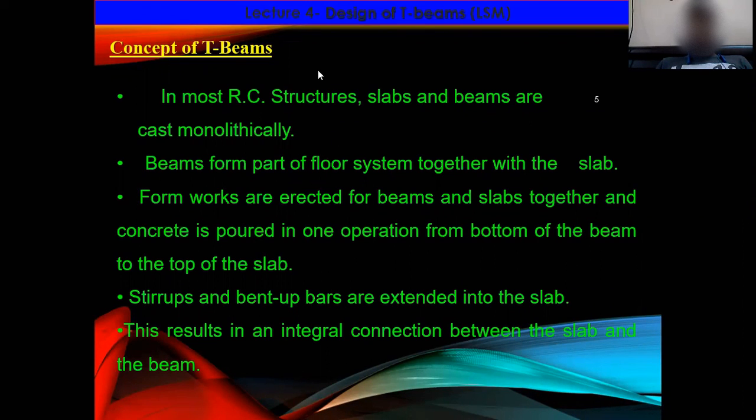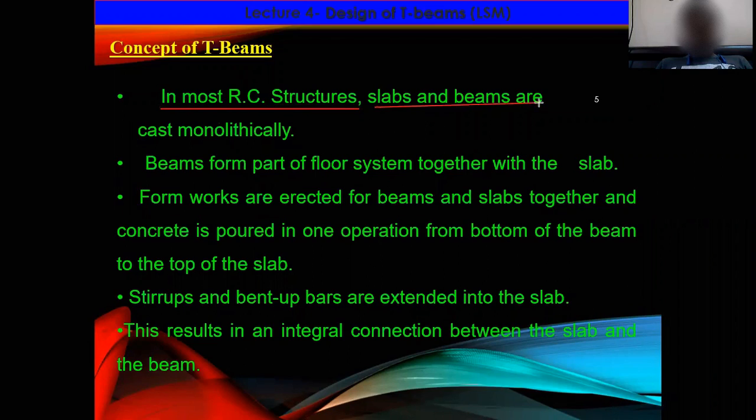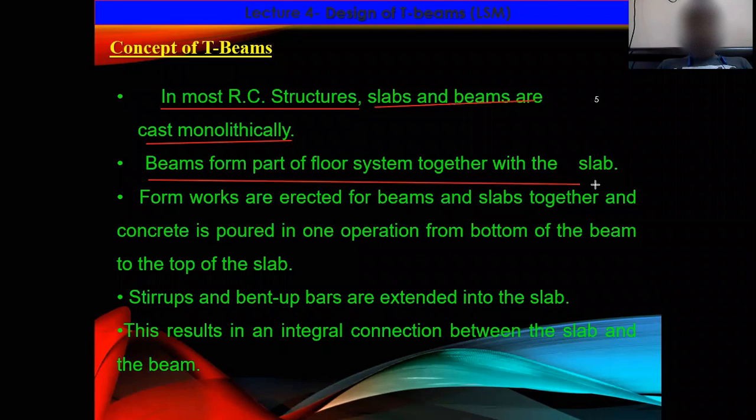Generally, as I told you just now, in most RC structures, slabs and beams are cast monolithically. Monolithic means we construct them at a time. We make a formwork for slab and beam at a time, with reinforcement, and we pour the concrete at a time. That means it is a monolithic construction, right? Due to that, beams form part of the floor system together with the slab.